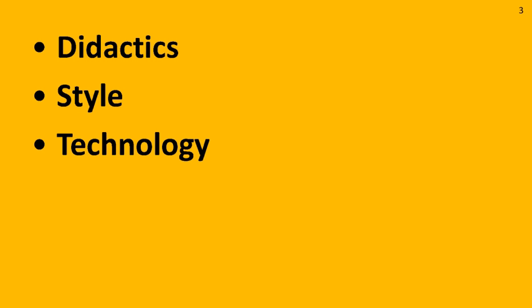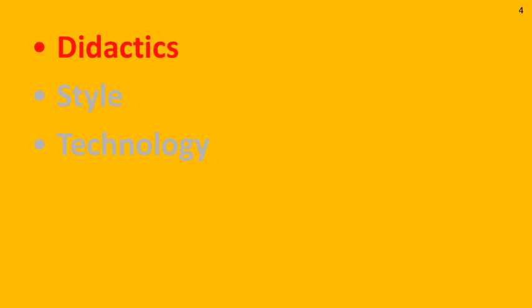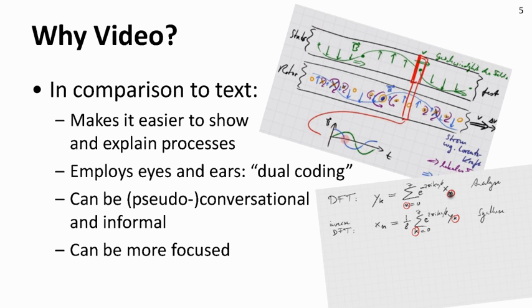Didactics, style, and technology. First things first, of course. First it's about teaching, then it's about graphics design. Why would we be using video? Properties that video has in contrast to text that make it suited for specific kinds of content, specific audiences possibly.